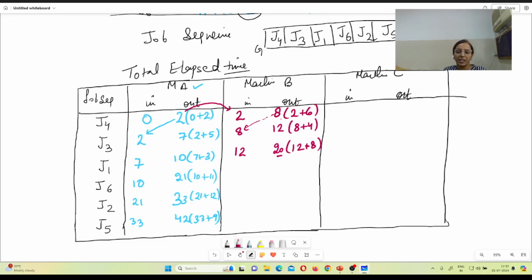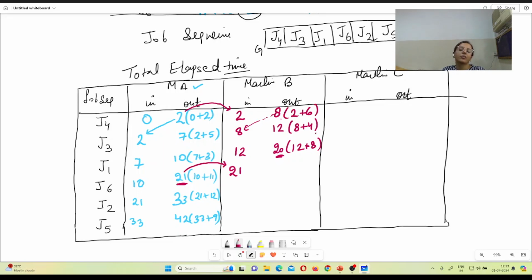It is 20, right. But when we completed the work for J1 by machine 2, it is 20, but machine A is working in J6 and it is 21. So this is 21, but this is 20. It cannot be the lowest point. So we have to take 21. That is the most important point. You have to understand this.